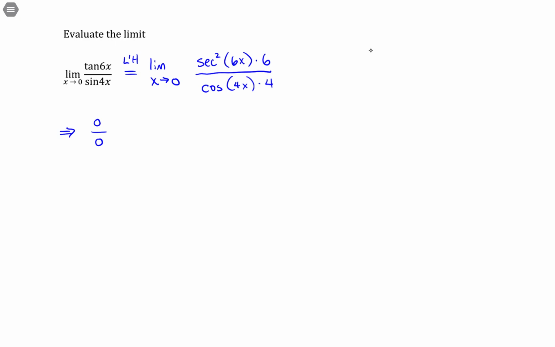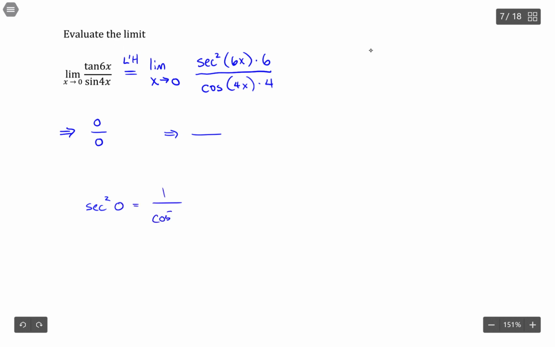Now, if we were to reevaluate this, let's see what happens. Plugging in 0, we get secant squared of 0. Let's take a moment to figure out what that is. Secant squared of 0 is the same thing as 1 over cosine squared of 0. And just so we know how this is evaluated, this means cosine of 0 quantity squared. That's what this shorthand notation means.